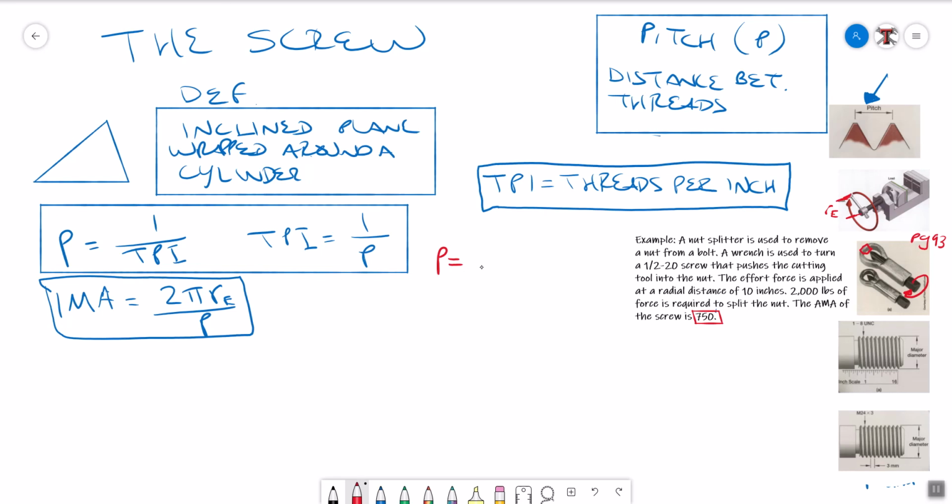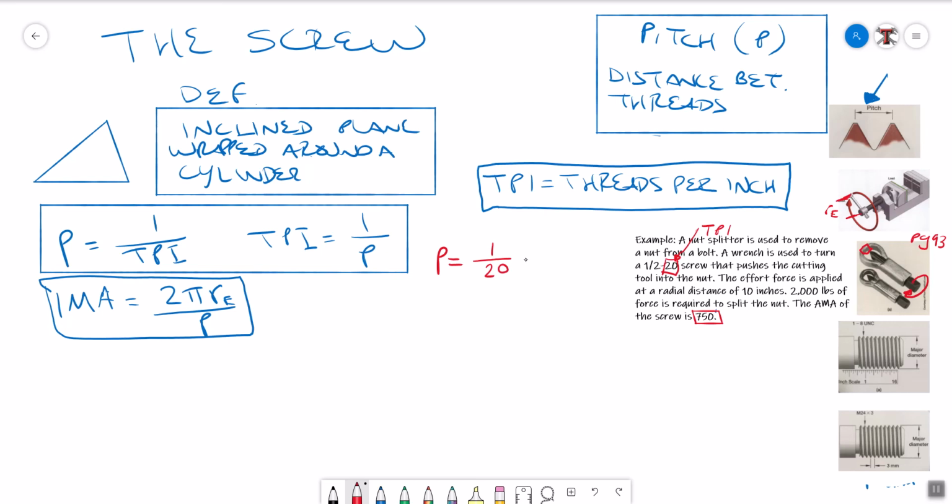I left them here on purpose. The pitch in this case is going to be 1 over the number of threads, right? So 1 over the number of threads. Well, this here tells us that we have a 1/2-20. And when I mentioned earlier, if you have a 1-8, 8 is the number of threads per inch. In this particular case, this 20, that right there is our TPI, or our threads per inch. So our pitch is going to be 1 over 20.